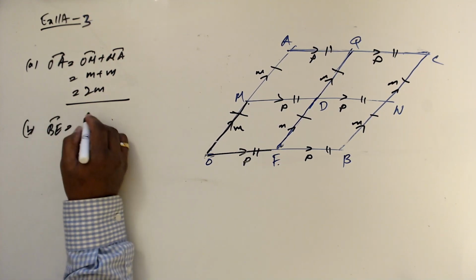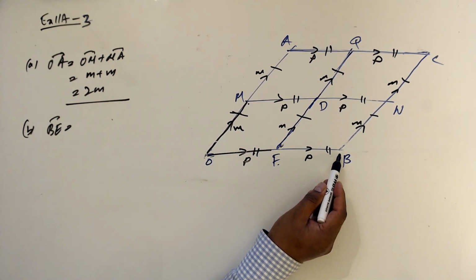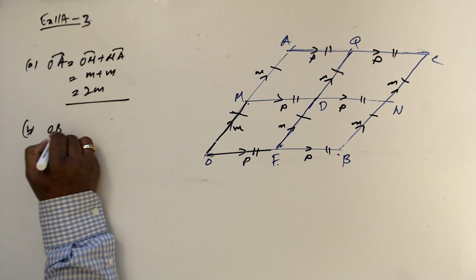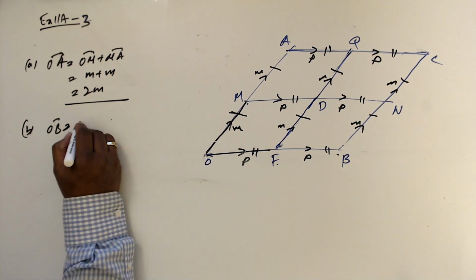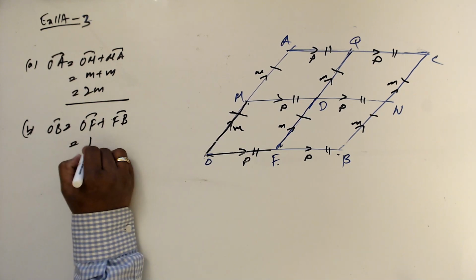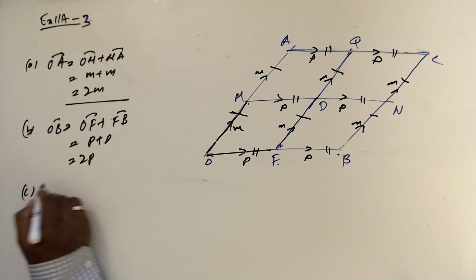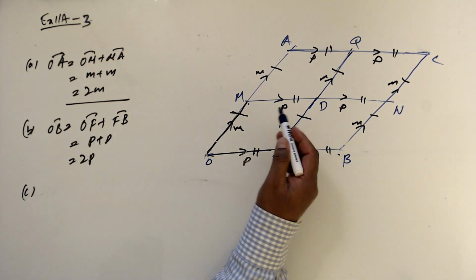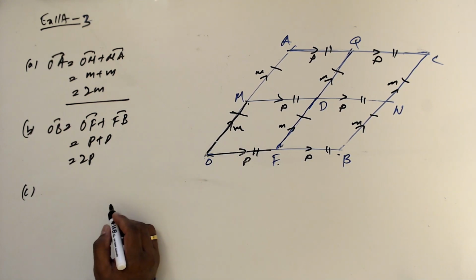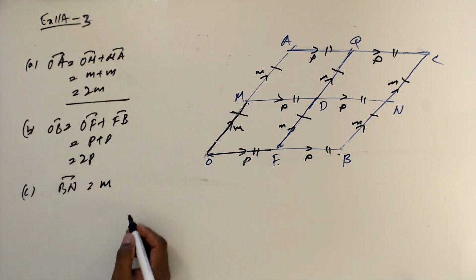Sorry, it is OB. OB is OF plus FB. That is P plus P, 2P. BN is M.